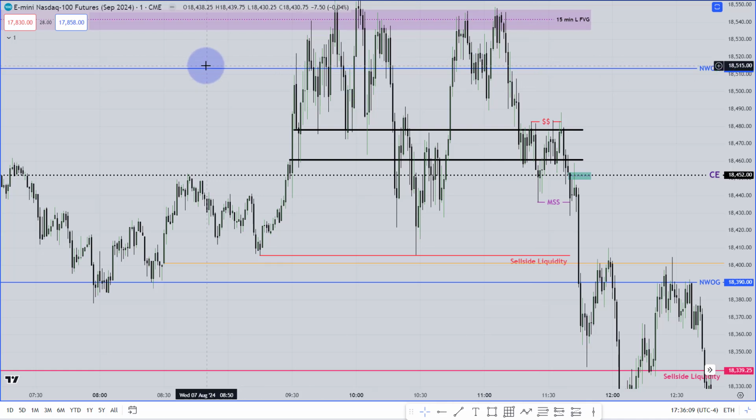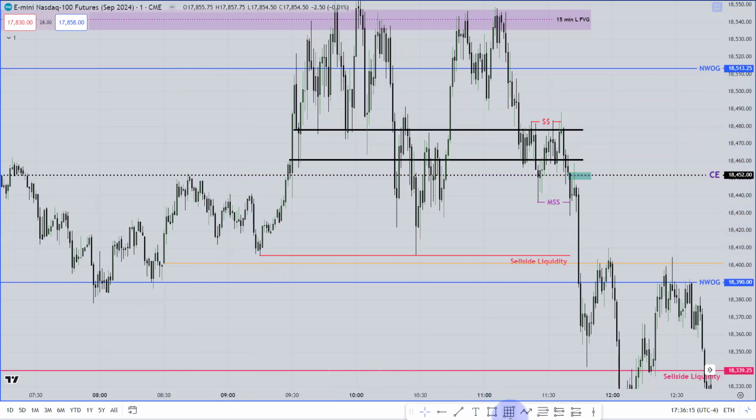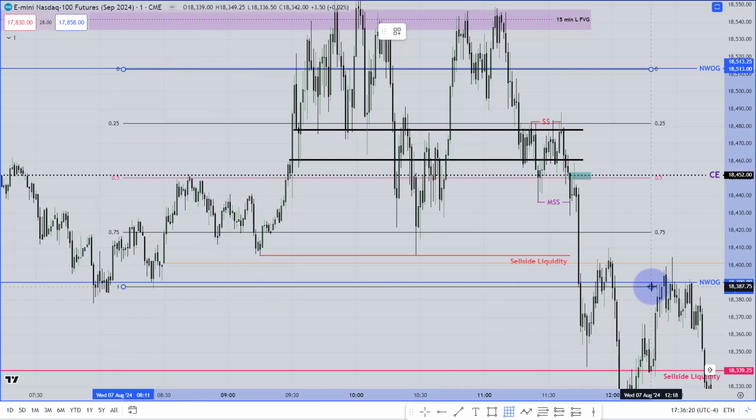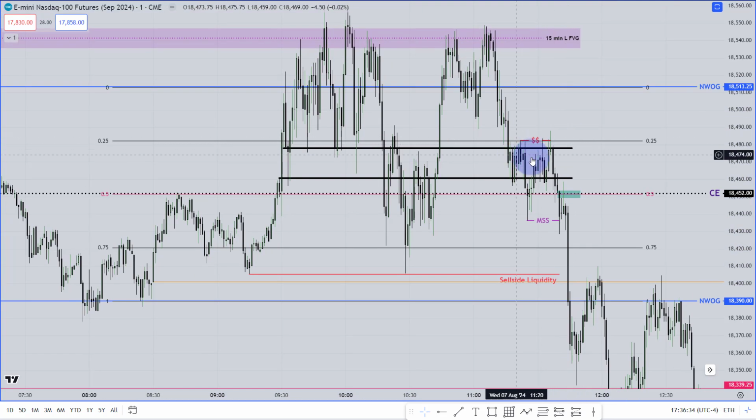You know, this fair value gap, or the new week opening gap, is divided by 4. Just let me remove it and let me mark it. It is divided into two quadrants, sorry, two quadrants. This is the 50%, the upper quadrant and the lower quadrant. Look at the reaction from that lower quadrant. Look at the reaction from that upper quadrant. See the lower quadrant and upper quadrant reaction.